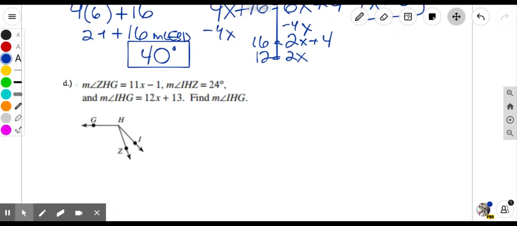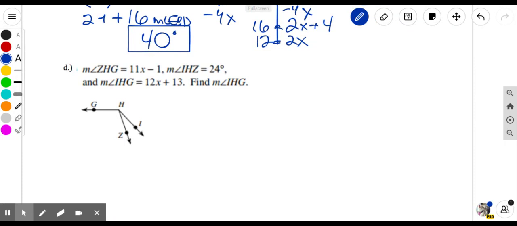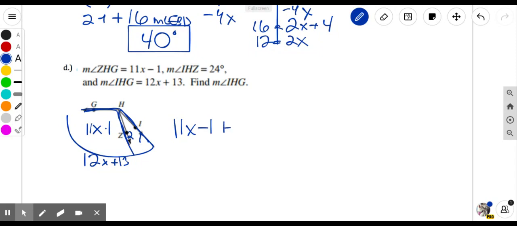And then our last example is just a kind of a basic angle addition one again, just with algebra. So ZHG, that's this one, is 11x minus 1. IHZ, this tiny little thing, is 24. And then IHG, the whole thing, is 12x plus 13. So we're just going to do basic angle addition here. The two little ones, 11x minus 1, plus the other little one, 24, is equal to the big one. And then we're just going to solve for x.